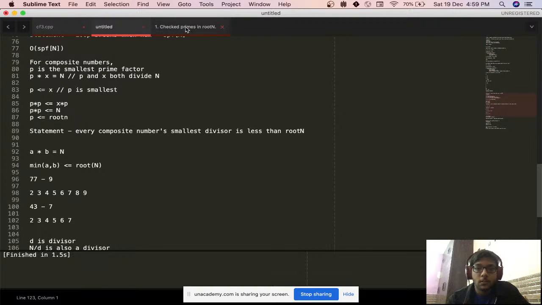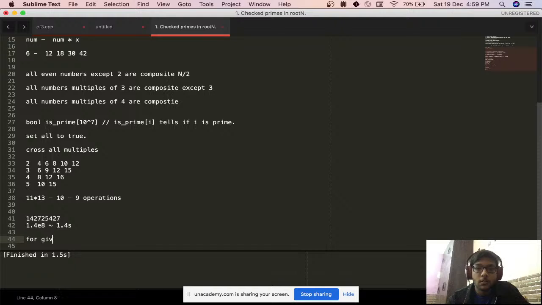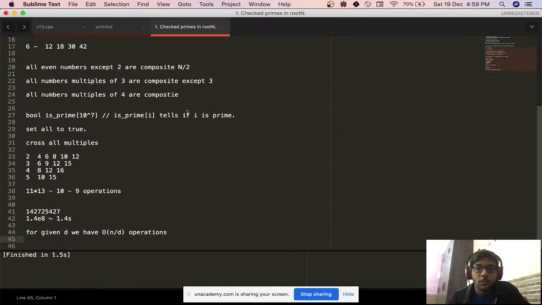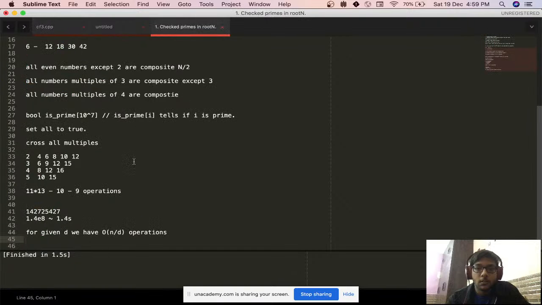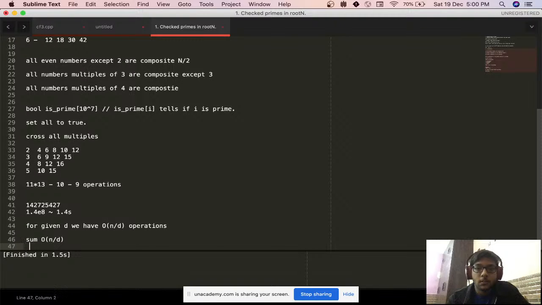Okay, so let's write it. For a given d, we have O of n by d operations. This is for a given d, and d ranges from 2 to n. When discussing time complexity, small cases like 1 don't matter. So the overall complexity is O of n by d, and we have to sum it up for all d.